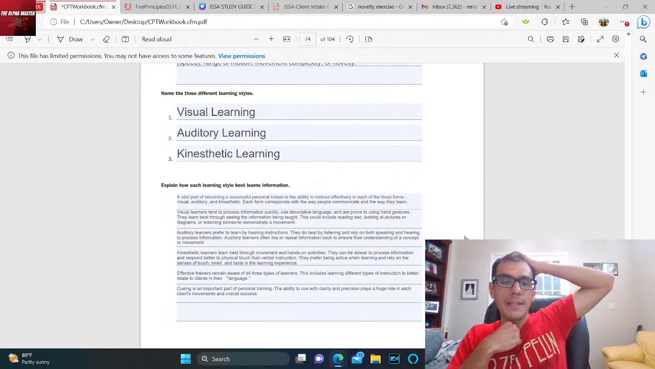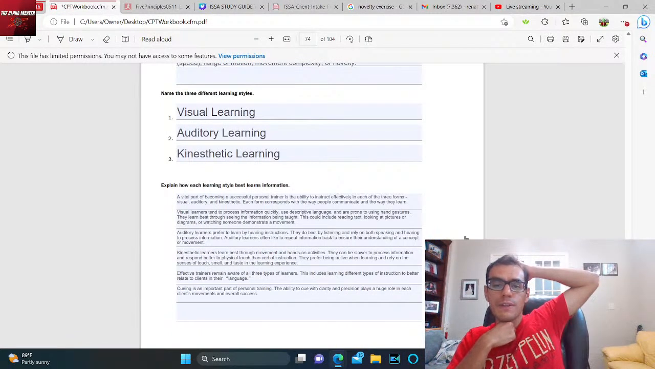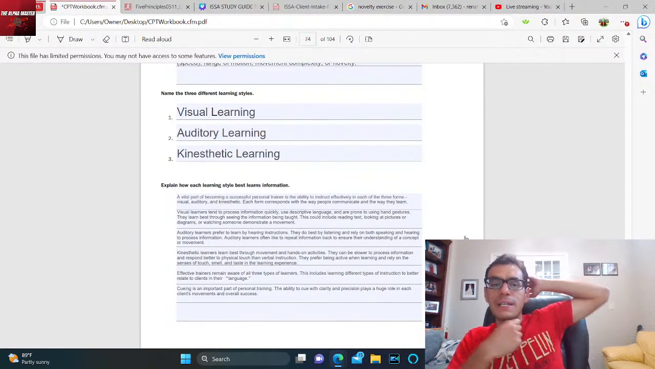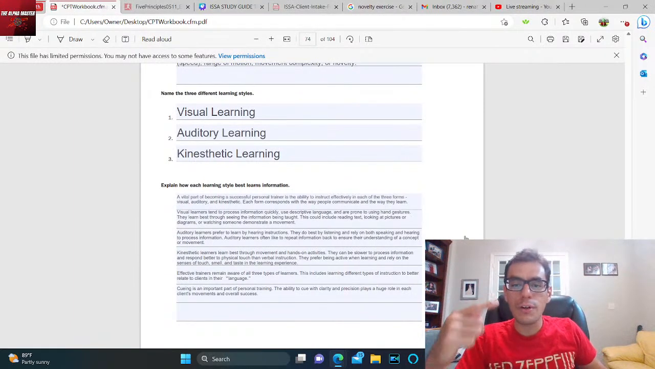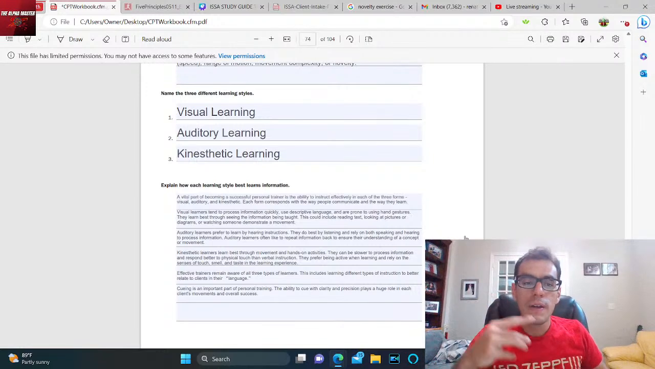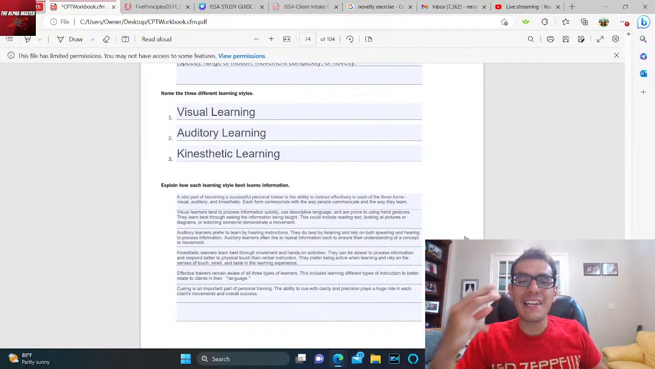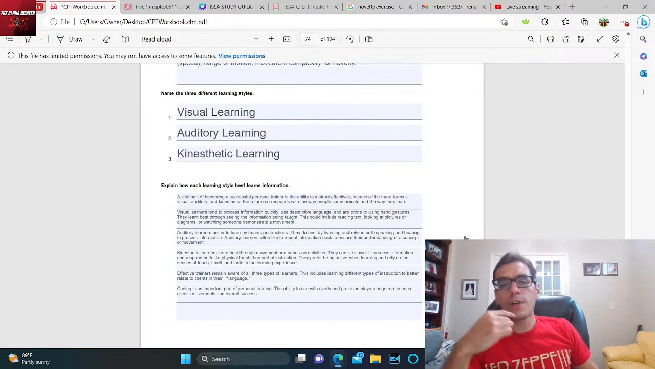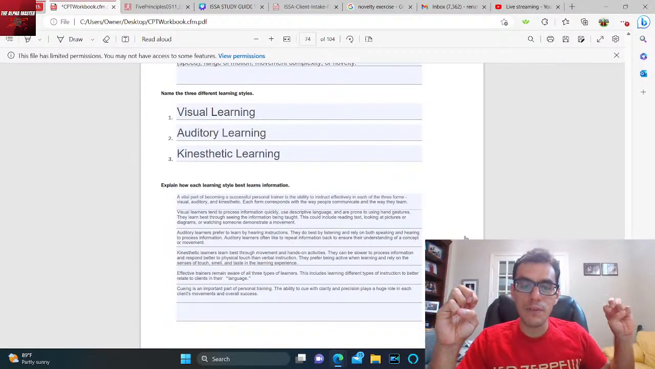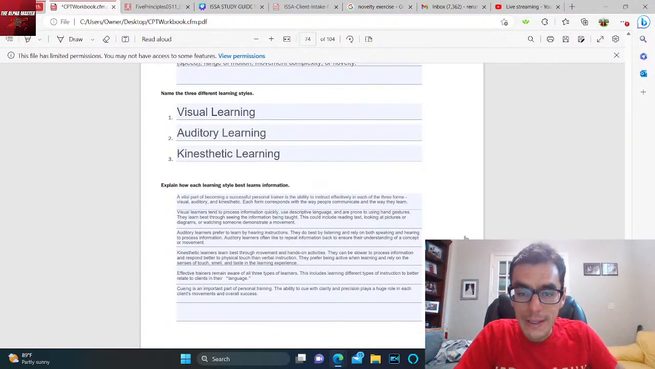A vital part of becoming a successful personal trainer is the ability to instruct effectively in each of the three forms: visual, auditory, and kinesthetic. Each form corresponds with the way people communicate and the way they learn. Visual learners tend to process information quickly, use descriptive language, and are prone to using hand gestures. They learn best through seeing information being taught. This could include reading text, looking at pictures or diagrams, or watching someone demonstrate a movement.